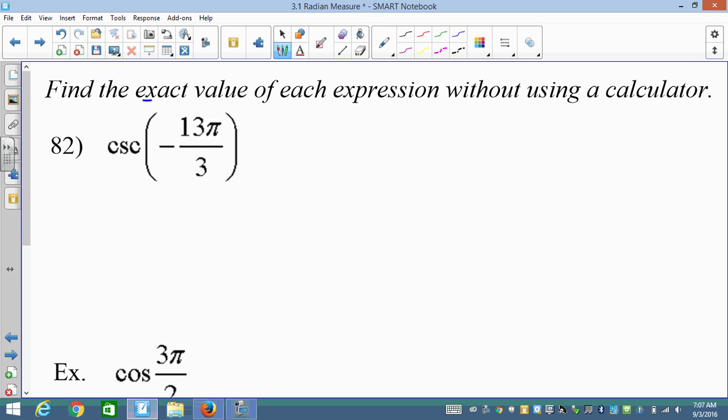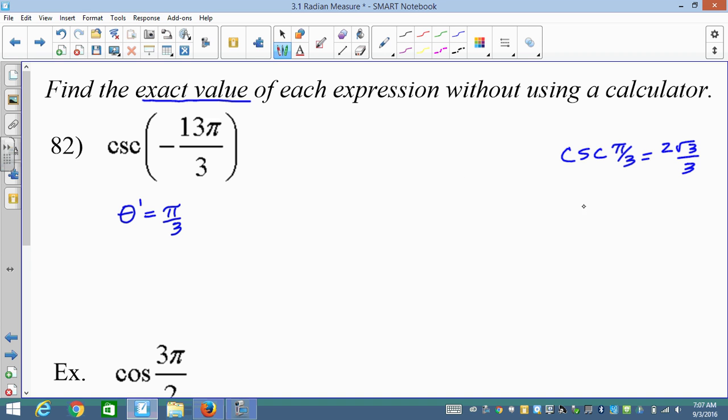Okay, find exact values again. We're still doing these, no calculators. So 13 pi over 3. So you know it's a pi over 3. So reference angle, pi over 3. And so you go to your table and you go, okay, cosecant, oh, let's write this to the side, because it's not the answer. Cosecant of pi over 3 is equal to 2 radical 3 over 3.